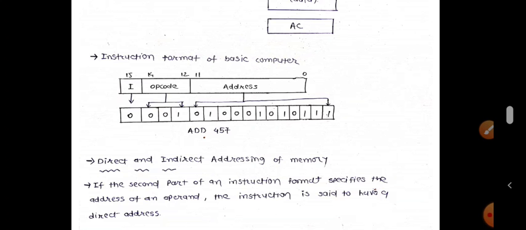Here I give an example. In this example you can see bits 0 to 11 are denoted by 0100, 0101, 0111, and the opcode bits 12 to 14 are 001, and bit 15 is denoted by 0. It stands for direct or indirect. So my question is, what is direct and what is indirect addressing mode?